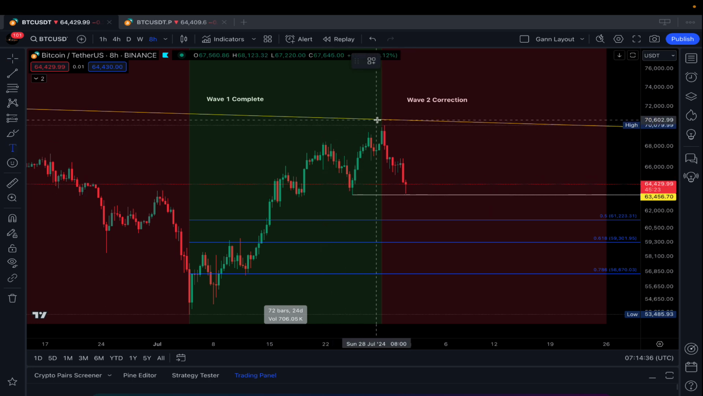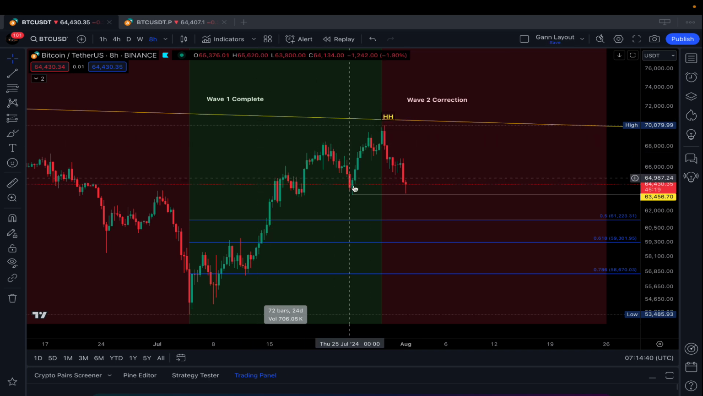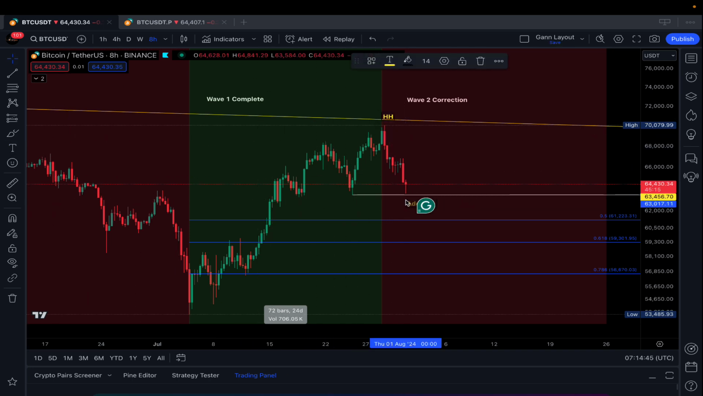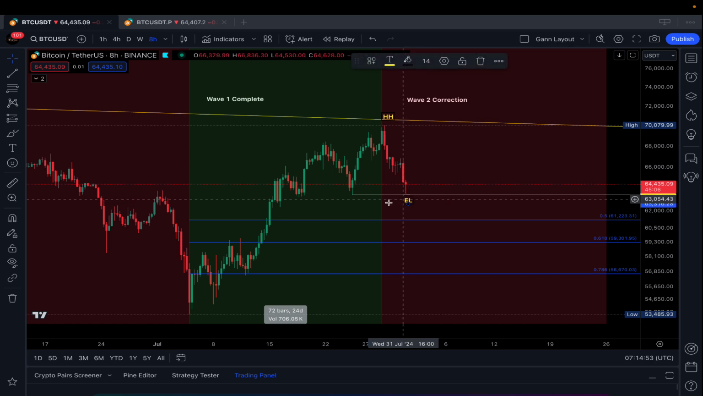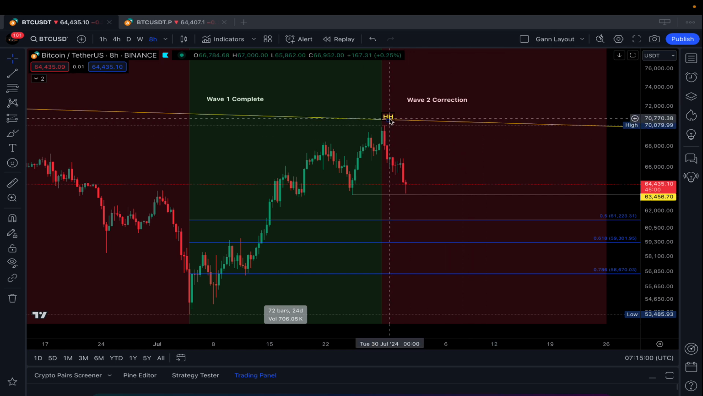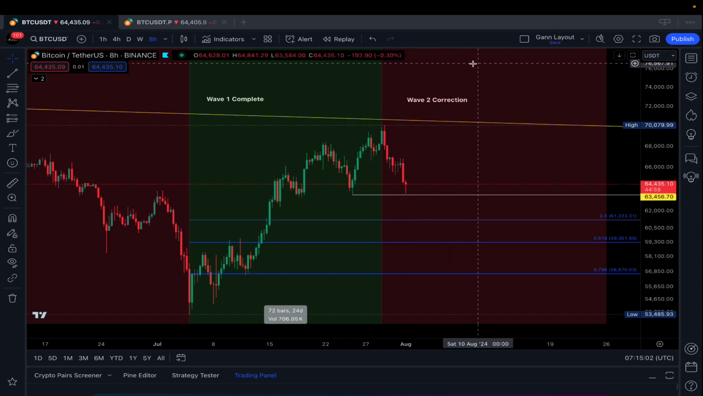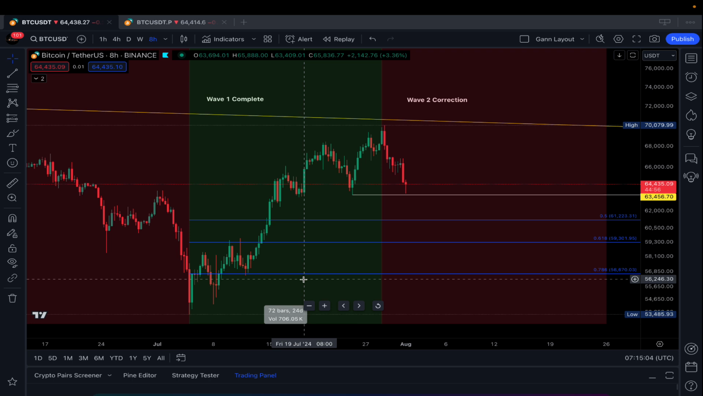already in a correction. However, as far as the higher time frame is concerned, we don't yet even have a lower low. Okay, this is an equal low, it's not a lower low. So the higher time frame doesn't yet confirm a downtrend or the correction, but I am already operating as if we are in a correction.